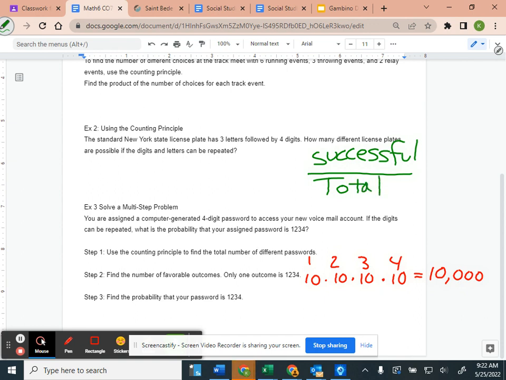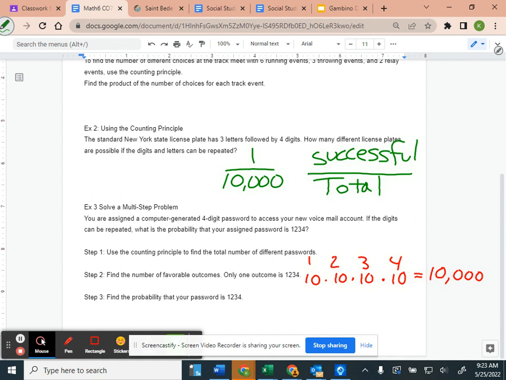But isn't it 1 over 10,000? Yes, it is. So it would be 1 successful outcome over 10,000, so 1 in 10,000. There is a 1 in 10,000 probability that you're going to get 1, 2, 3, 4 for your password. What if you just make it 1, 2, 3, 4? It's still a 1 in 10,000 probability because you had 9,999 other choices to choose from.